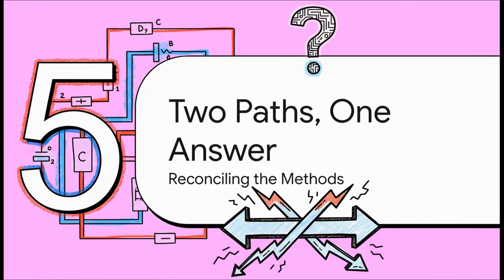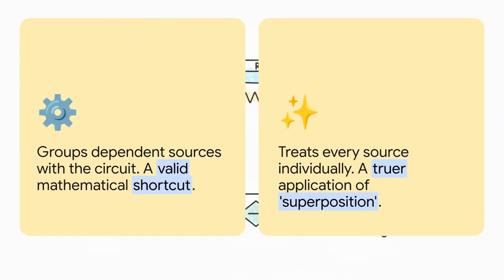Okay, so where does that leave us? We've got two methods that seem to completely contradict each other, but they both seem to work. How is that even possible? Well, it comes down to how you look at it. The standard method, the textbook way, works because it's a perfectly valid mathematical shortcut. It basically treats the dependent sources as just part of the circuit's fabric, lumping them in with all the resistors and other passive components. Leach's method, though, you could argue it's a purer form of superposition because it treats every single source, whether it's independent or dependent, individually, one by one.